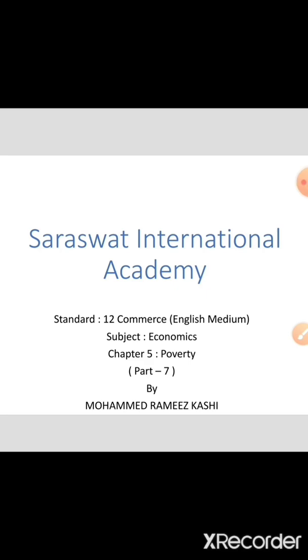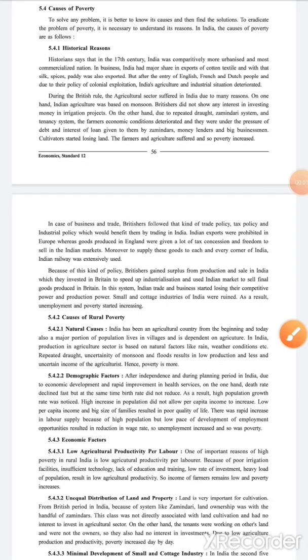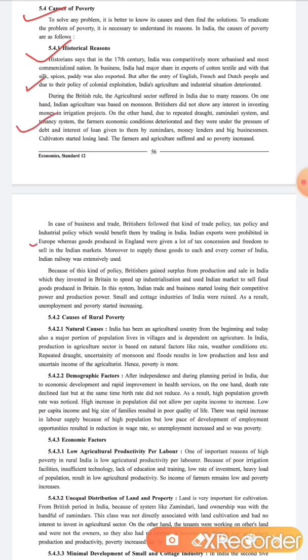Today in this session, we are going to discuss part 7 of chapter number 5, that is poverty. So students, in the previous session we discussed the causes of poverty. In that we learned about the historical reason, how the Britishers came and started ruling us, and by that they ruined our agriculture sector, industry sector and trade of the Indian country. This was the first, the historical reason.